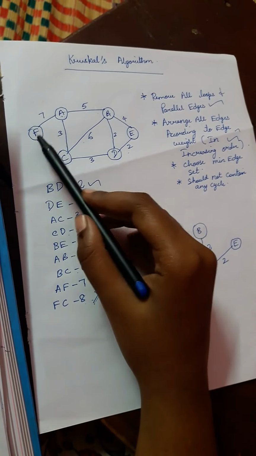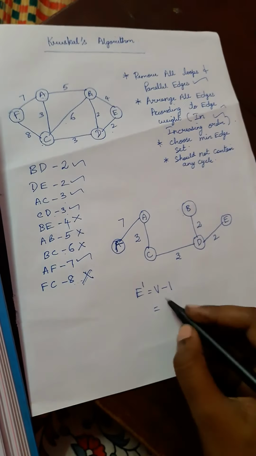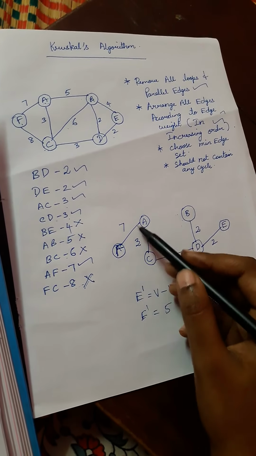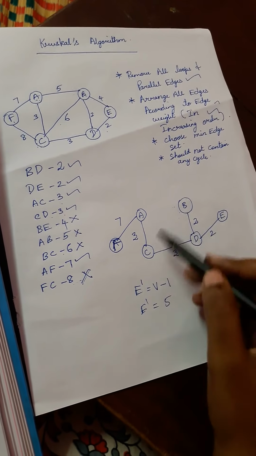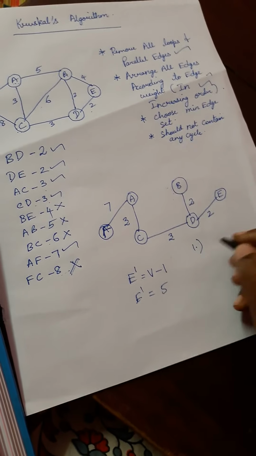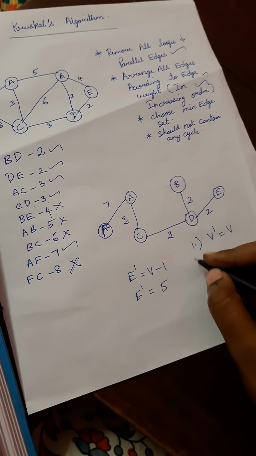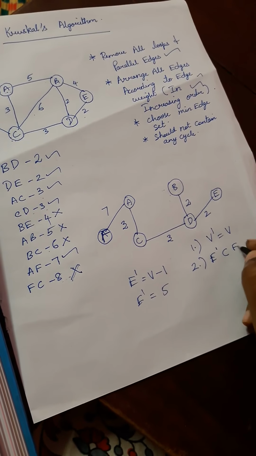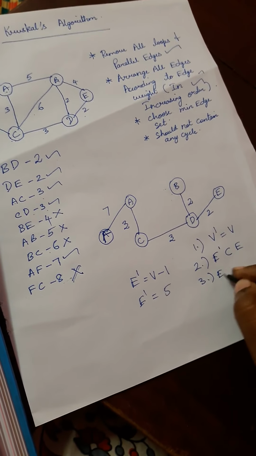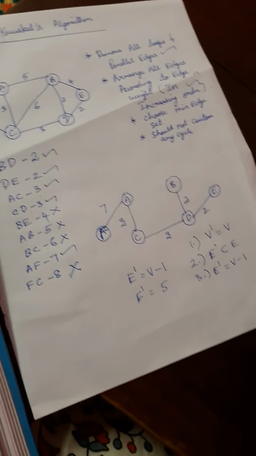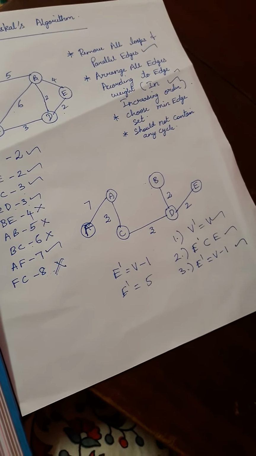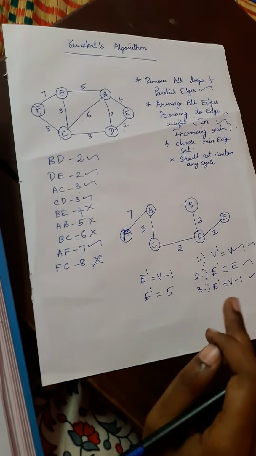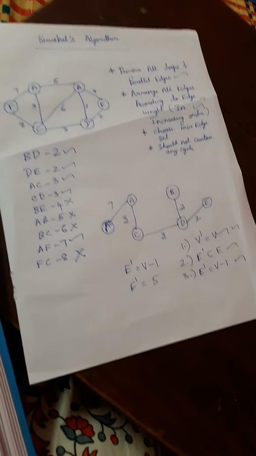How many vertices are here? 1, 2, 3, 4, 5 and 6. So 6 minus 1 is 5. So E dash, how many edges are we having? 1, 2, 3, 4 and 5, and all the vertices have been covered. So already before itself I said V dash is equal to V. Second condition is E dash belongs to E. Third condition is E dash is equal to V minus 1. So all the three conditions have been satisfied, and this is a minimum spanning tree using Kruskal's algorithm. Okay, next we will see Prim's algorithm.